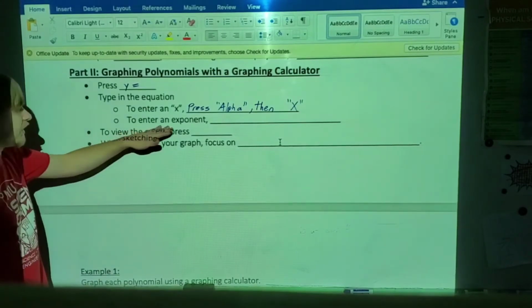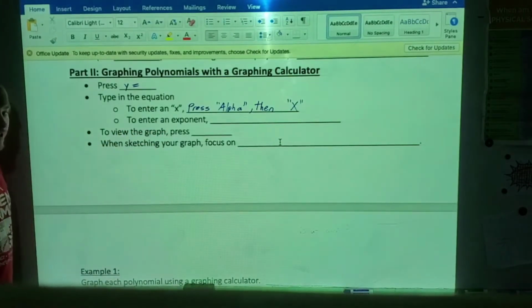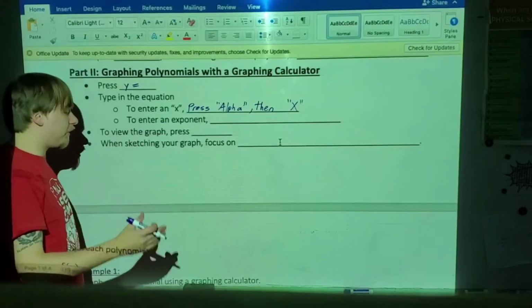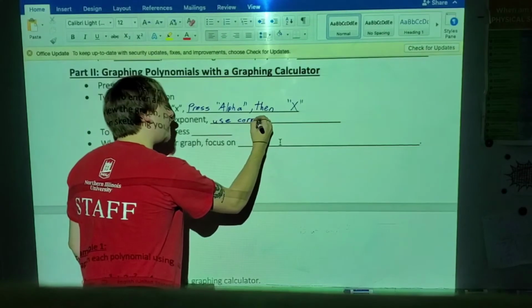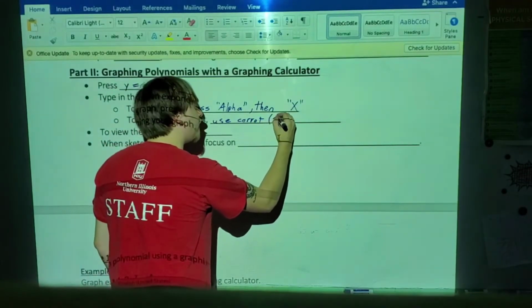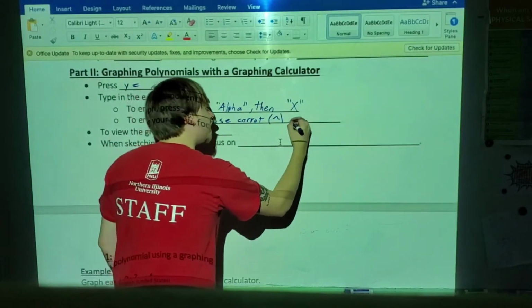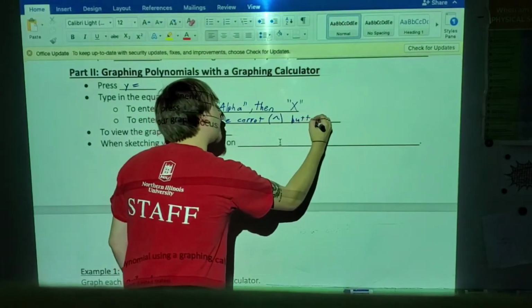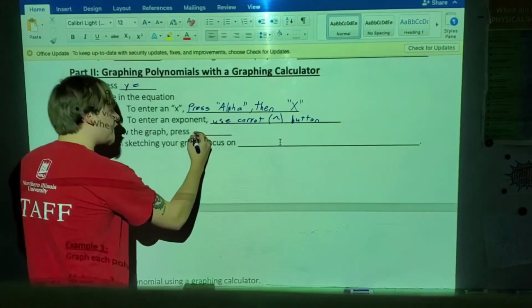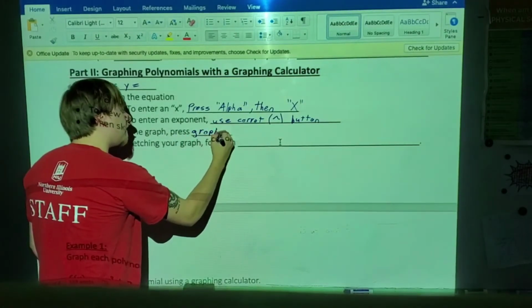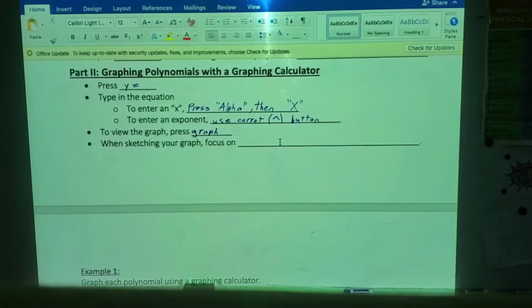All right, and then to enter an exponent, it's the same thing as if you were using a regular scientific calculator. You use the caret, where it looks like a little up arrow. And that's how we'll put in our exponents. Okay? Once you've done that, to view the graph, all you have to do is press, amazingly, graph. And then it'll show you the graph.